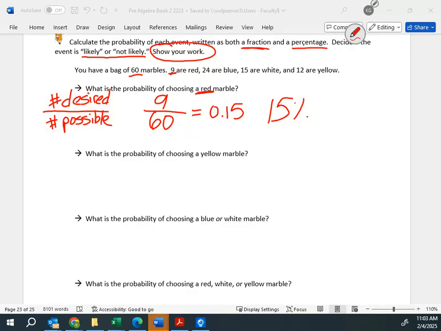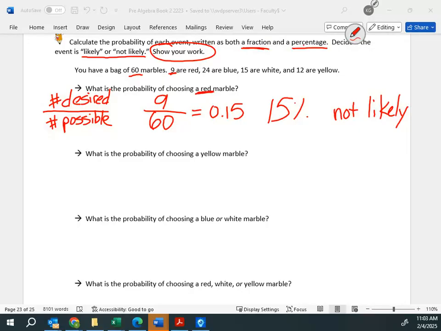I'm having us put that decimal on there because a lot of times we forget how to round, and somebody might go, but I got 16%. Then we could look at it and say, well, what was your decimal? Did you round correctly? Now, what's the last step I have to do? Harper. Is this likely to happen or not likely? If it's 15%, what should I put, Harper? Not likely, because that's close to 0%. So it is not likely I'm going to pick a red marble when I reach my hand into that bag.